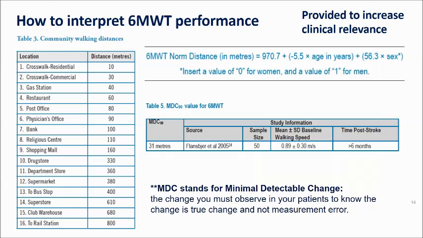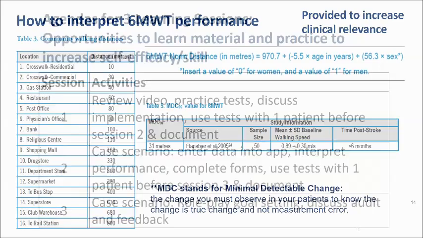And then at the bottom here on the right, we have the definition of minimal detectable change, which, as you may recall, is the change you have to observe in your patients to know that the change is actually true change and not just error. So we provided this information in the guide to increase the clinical relevance of the test scores for both the clinician as well as the patient.